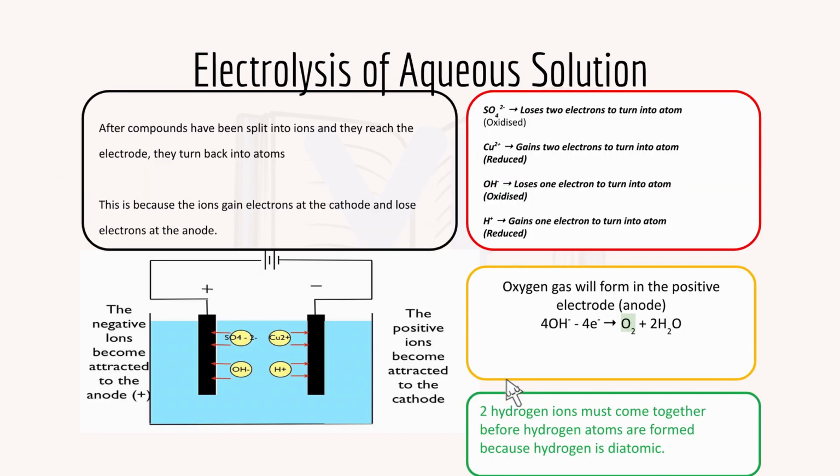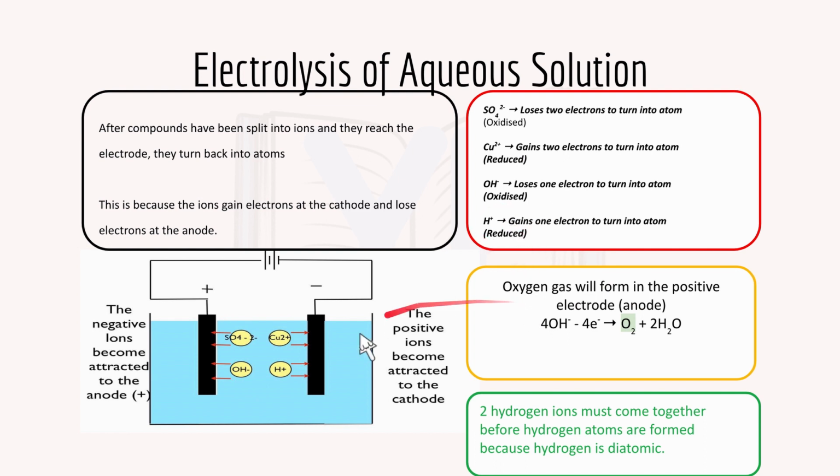But we'll move on to our next content, which is electrolysis again. After compounds have been split into their ions and they reach the electrode, they turn back into atoms as they gain or lose electrons. This is because the ions, as I talked about just now, gain or lose electrons. And SO4 loses electrons to turn into an atom, like you can see here, and copper is 2+, so it will be reduced as it's +2. OH-, we'll look into it later. And here, the hydrogen ion gains 1.